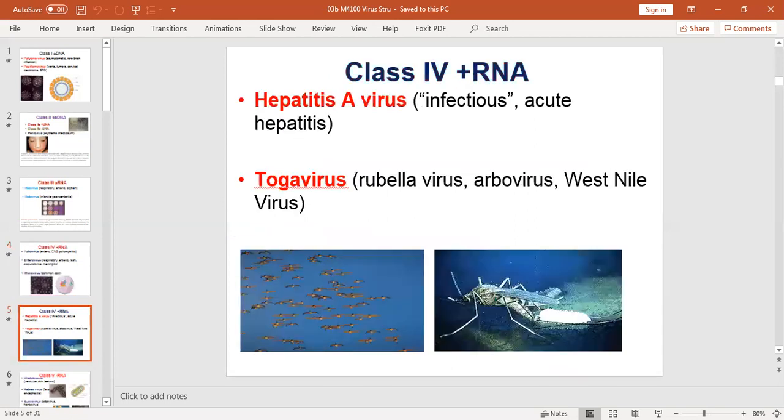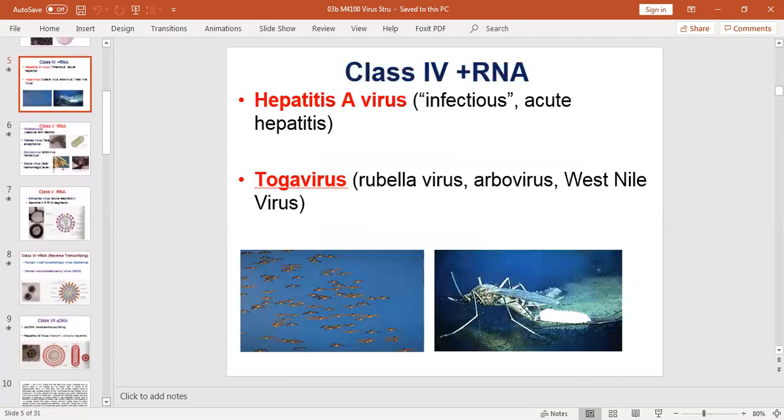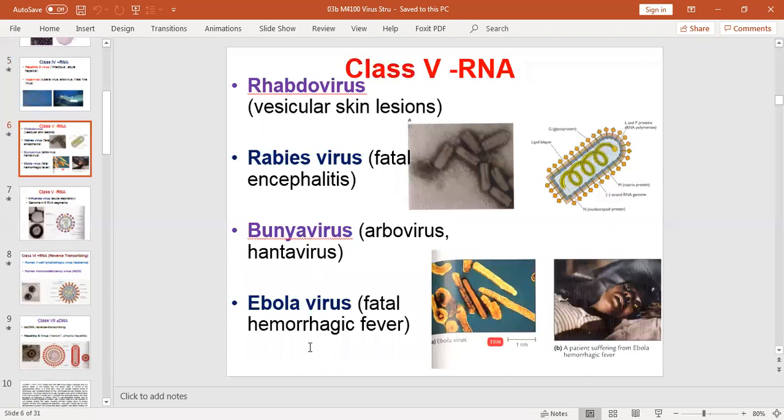Slide number 5, class 5, positive RNA viruses, continuation. They also include hepatitis A virus and Toga virus. Toga is a family of viruses. Hepatitis A or Hep A virus is called infectious hepatitis virus. It causes acute hepatitis, whereas Toga virus include viruses such as rubella virus, arbovirus, West Nile virus. Slide number 6, class 5, negative RNA viruses or single-stranded or antisense RNA viruses.